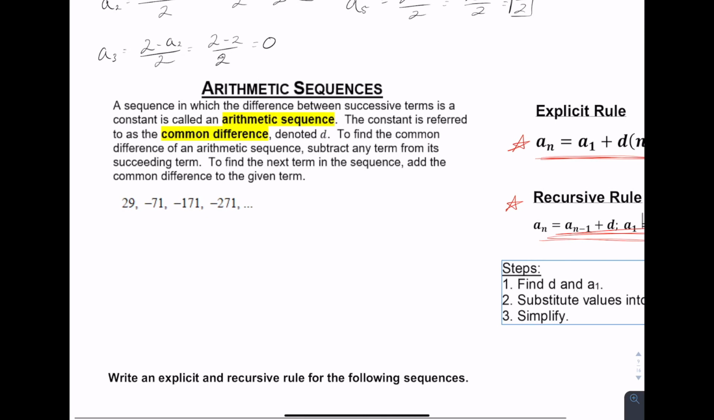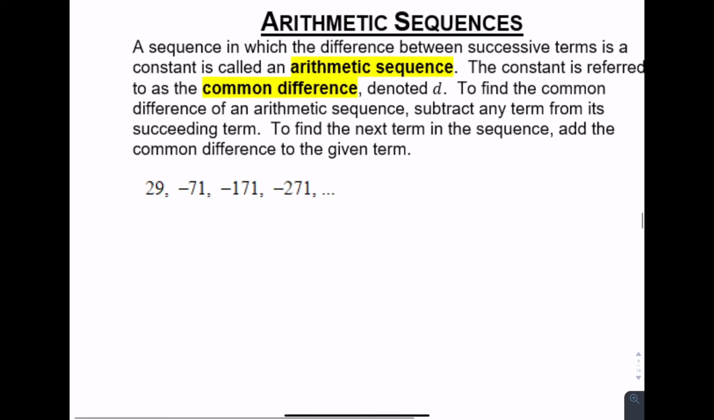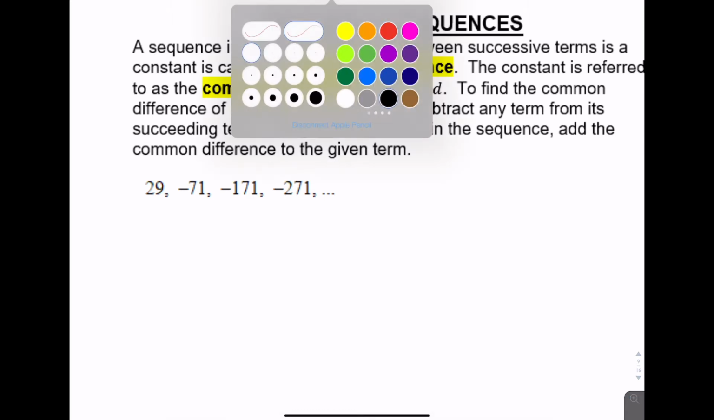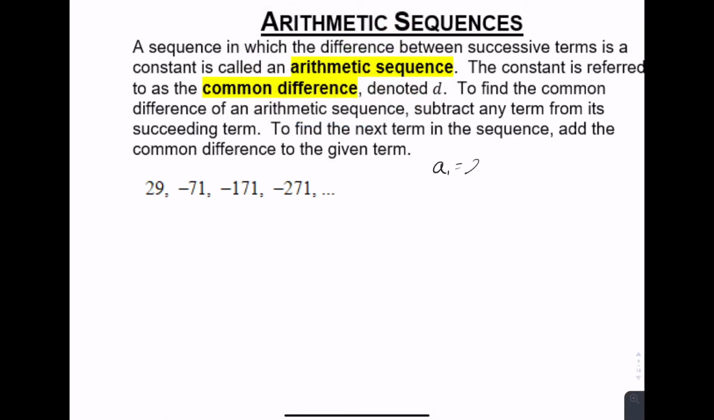So for example, the beginning of this sequence is A1. So we know that A1 has to equal 29. Well, that's great. That's the beginning of the rule. And now we have to figure out what the letter D is. Now, D stands for the difference, okay? Or in other words, it's highlighted here in yellow, the common difference. I need to figure out what's the difference from here to here, from here to here, from here to here.